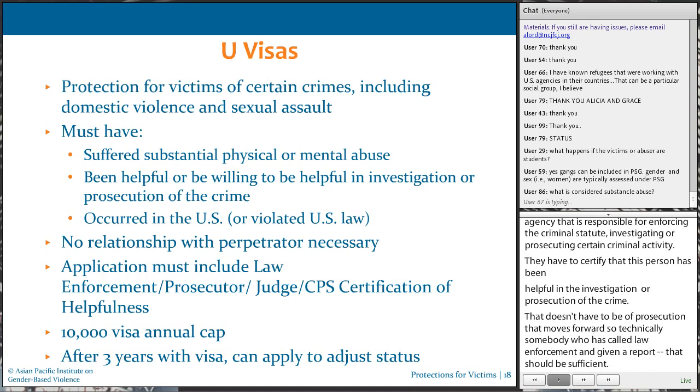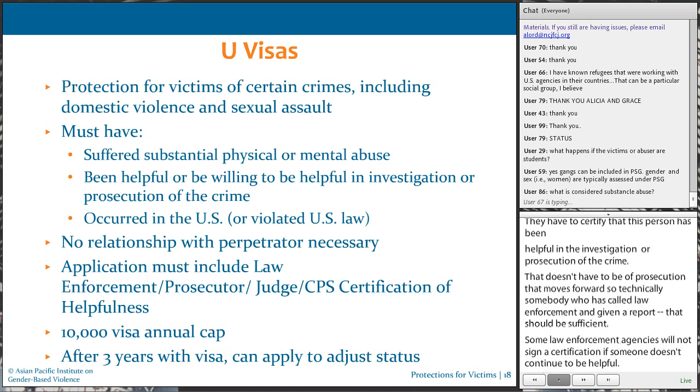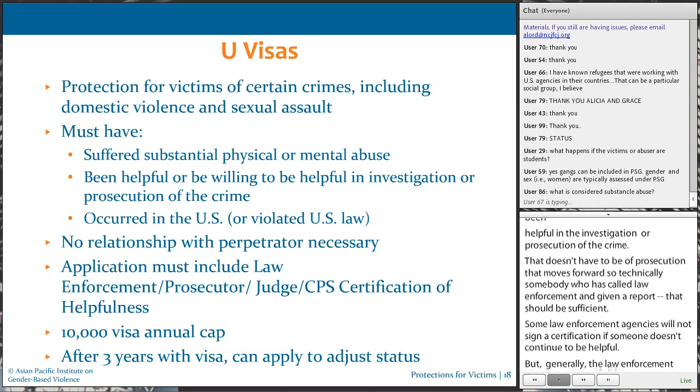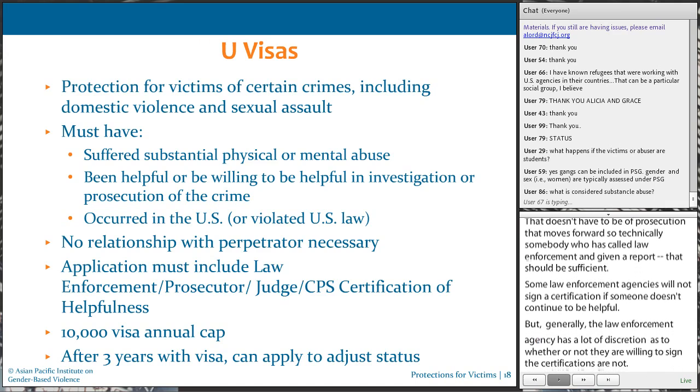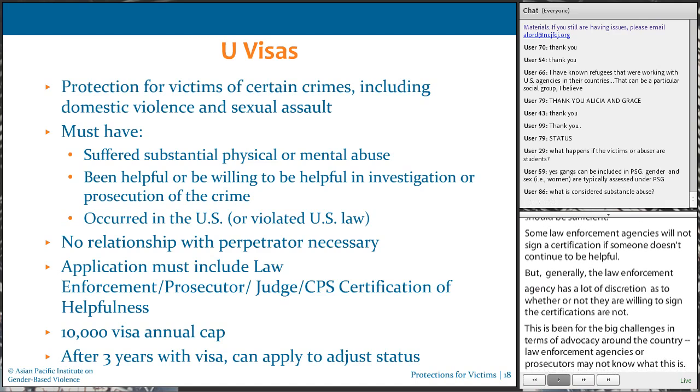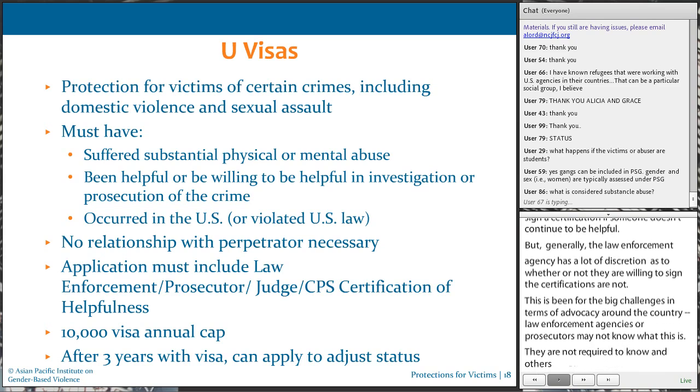But generally, the law enforcement agency has a lot of discretion as to whether or not they're willing to sign these certifications or not. And this has been one of the big challenges in terms of advocacy around the country, that law enforcement agencies or prosecutors, et cetera, may not even know what this is. They're not required to know what a U visa certification is. And then others, agencies may set up varying standards on when they're willing to provide such a certification. So that has to be included in the application.